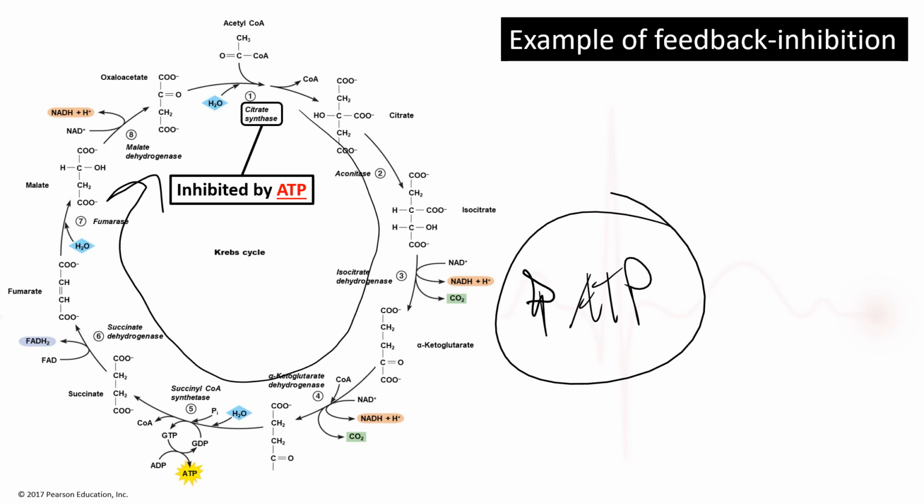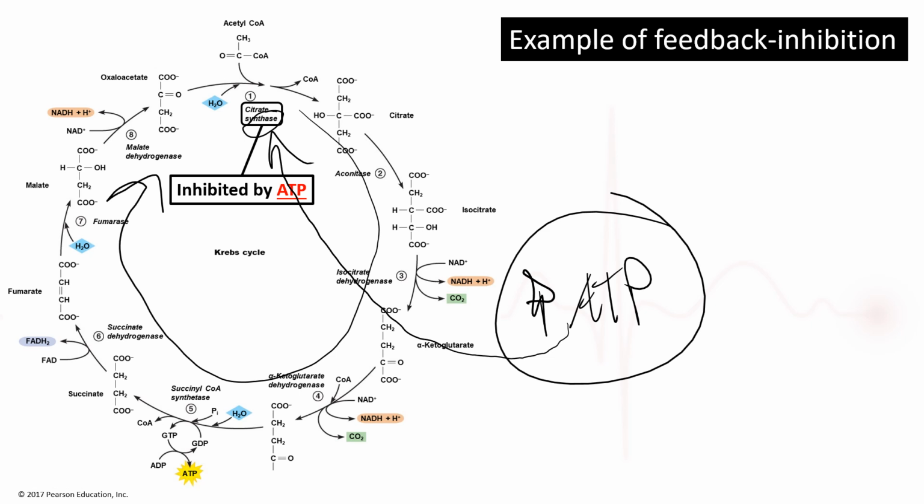Similar idea, right? There's plenty of ATP inside of the cell. We don't need to be running the Krebs cycle at any meaningful rate if there's already a ton of ATP inside of the cell. So what ATP will do is it will actually come into the Krebs cycle, this series of reactions, and bind to a very important enzyme of the Krebs cycle called citrate synthase. And when it binds to this enzyme, what it does is it allosterically inhibits it.